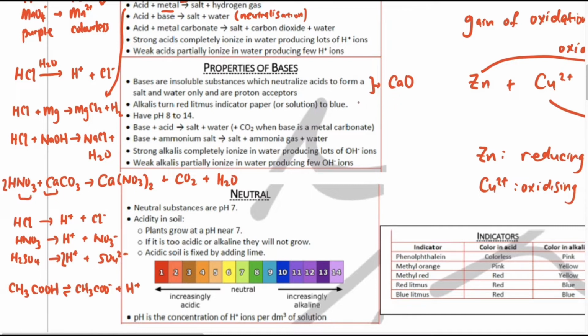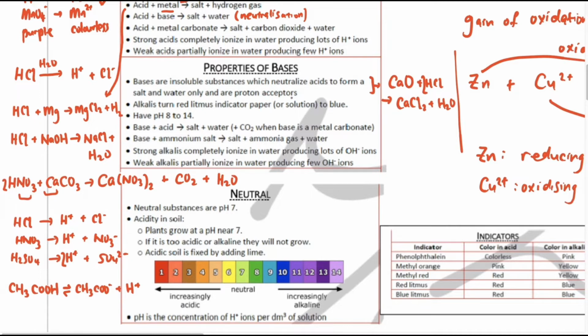Okay, so it reacts with acid. For example, it reacts with HCl. So what do they form? Salt and water. So what salt? Calcium chloride. And water? H2O. Balance the equation, put 2 here. So the calcium oxide is the base. Base reacts with acid, forming salt and water.